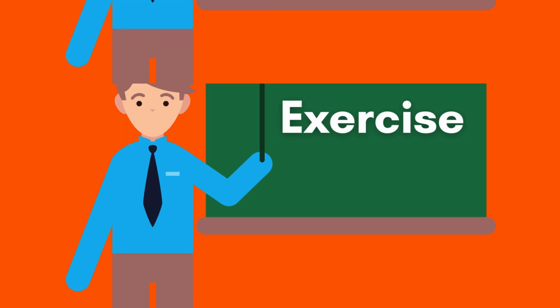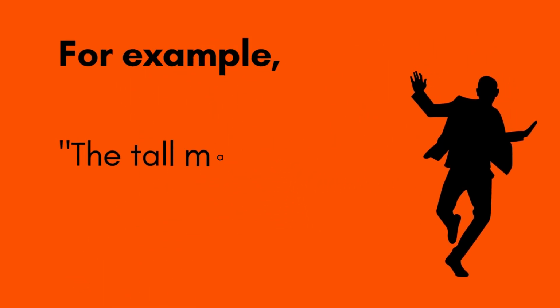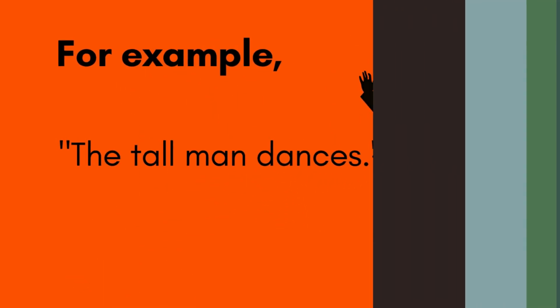Exercise. Now, let's try an exercise. Can you make a sentence using a noun, a verb, and an adjective? For example, the tall man dances. Great progress.